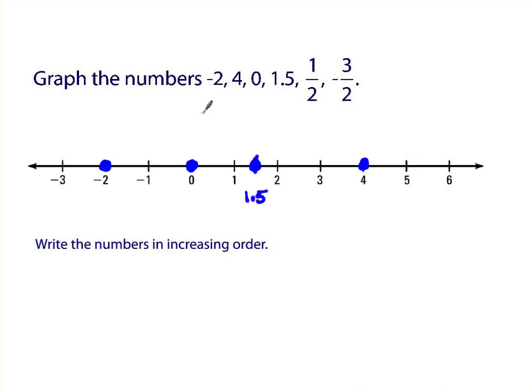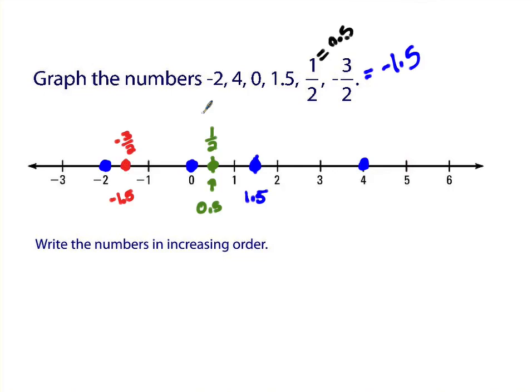Now here's 1/2. If I convert that to a decimal, 1/2 equals 0.5. So that's going to be between 0 and 1, which is right here. 0.5, that's also 1/2. I'll write that above it, just so we know. And our last one here is going to be negative 3/2. That translates to negative 1.5. So that's between 1 and 2. So that's what this is right here, negative 1.5. So negative 3/2 is where that is.